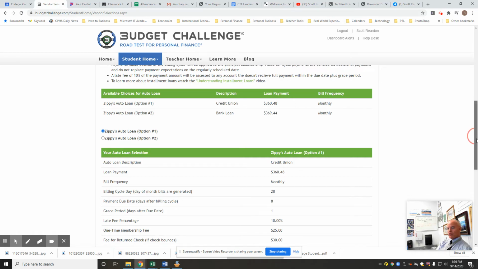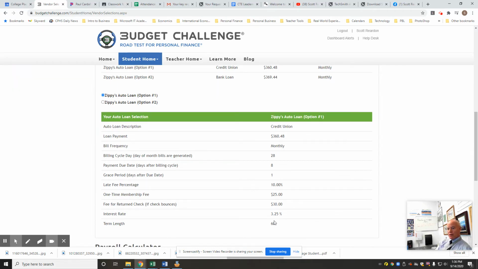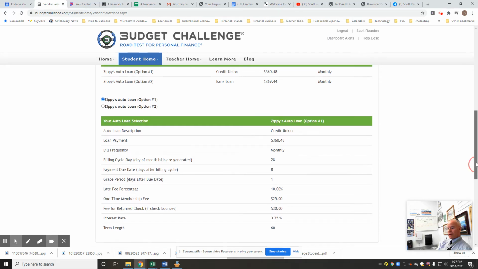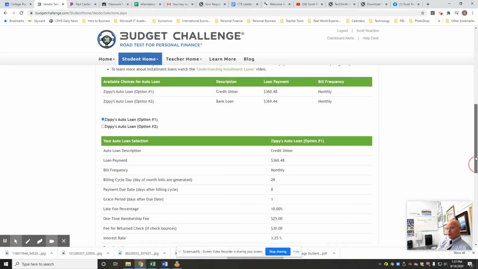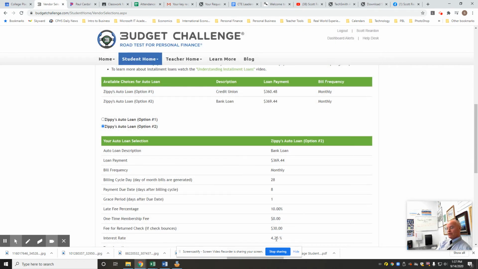Now, I want to look at the interest rates on these because I'm paying interest. I'm using somebody else's money to buy a car, right? This one, the interest rate is 3.25%, which means I'm paying that amount extra in interest in addition to the original value that I took out for the car loan. For the bank loan option, option 2, my interest rate is 4.25%.